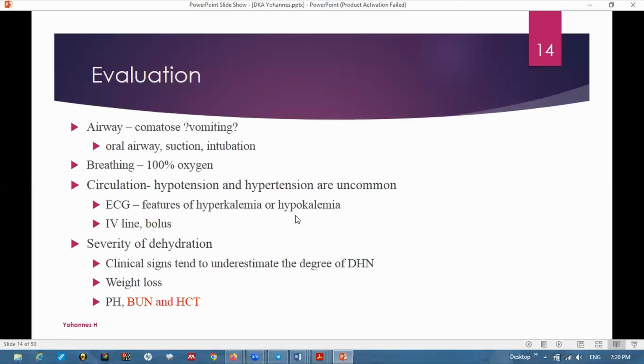The other is we should also assess the severity based on clinical signs. Most of the time, clinical signs will underestimate the degree of dehydration. We should see weight loss. If the initial weight is known, we can calculate the weight loss. The other is pH, and especially BUN and hematocrit levels are important in the presence of hyperosmolality to estimate the degree of dehydration. If the patient's BUN and hematocrit are elevated, the dehydration is likely severe.